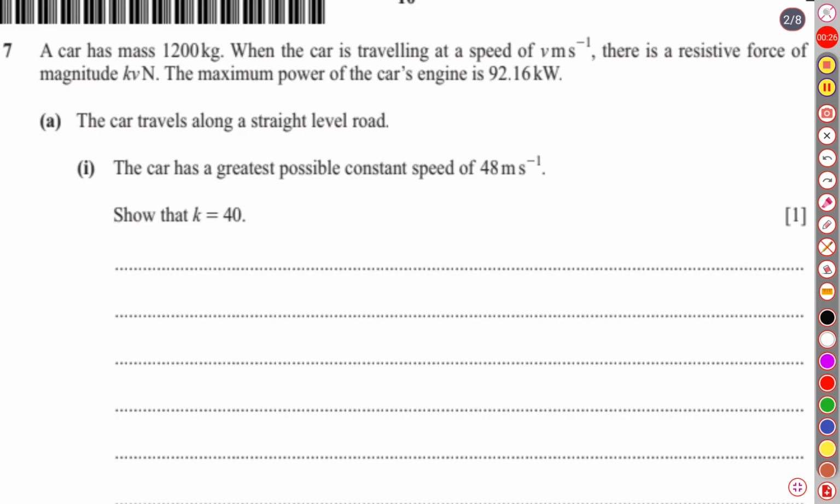When the car is traveling at a speed of v meter per second, there is a resistive force of magnitude kV Newton. The maximum power of the car's engine is 92.16 kilowatt. The car travels along a straight level road. The car has a greatest possible constant speed of 48 meter per second. Show that k equals 40.